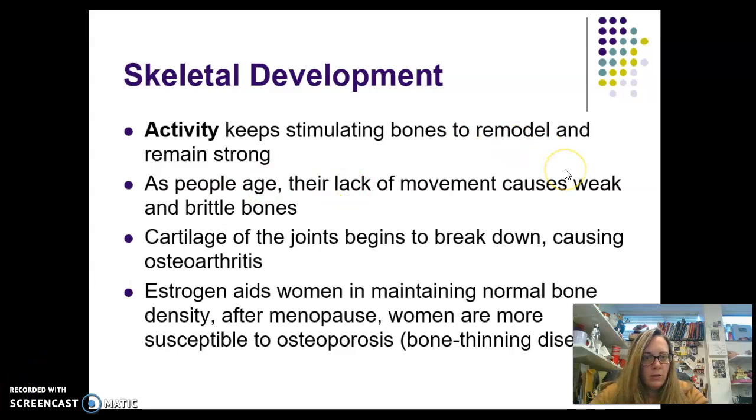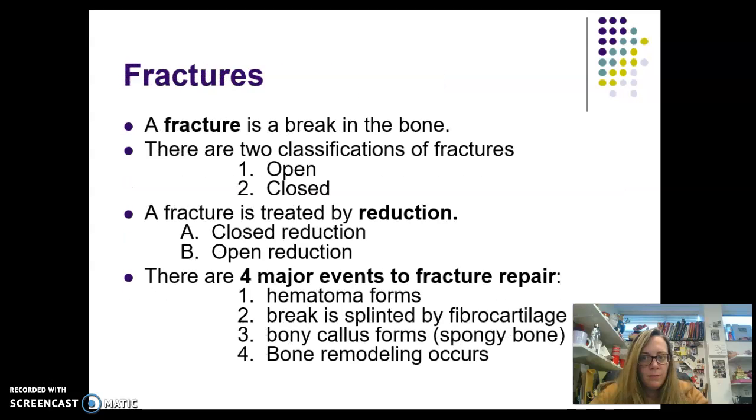Trying to get the screen to go here. Here we go. Oops. All right, fracture.